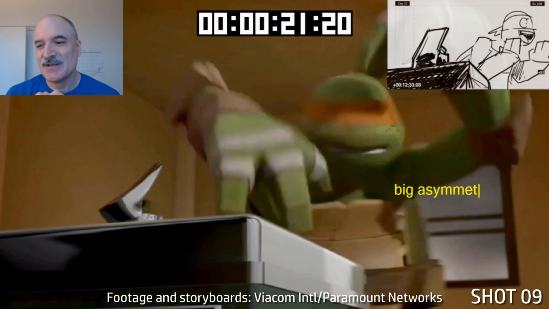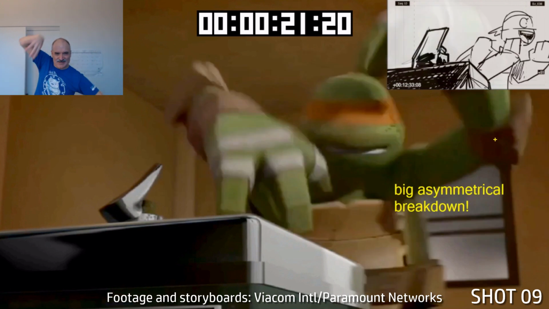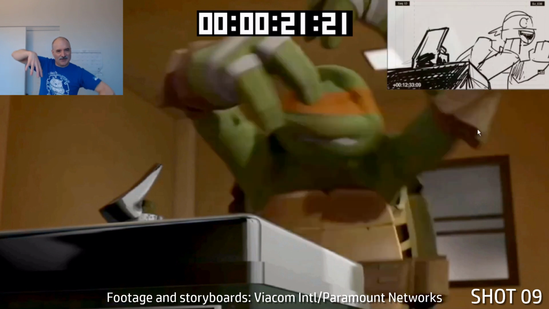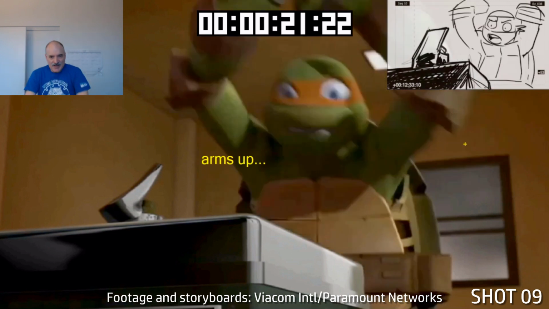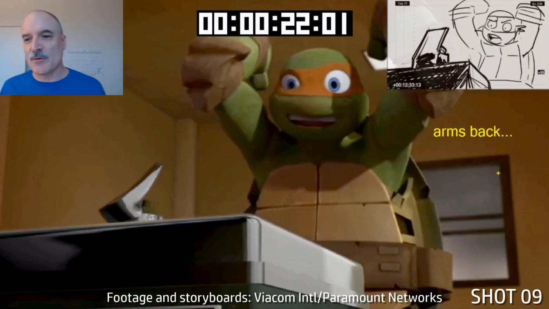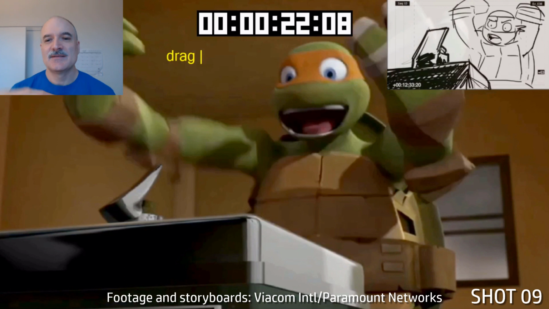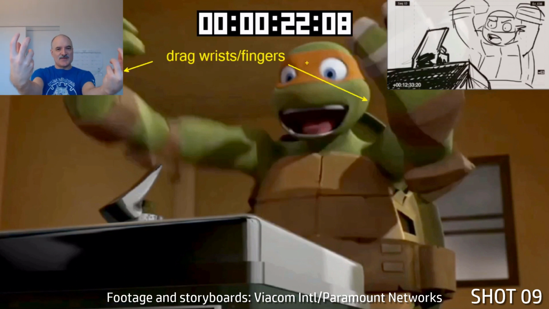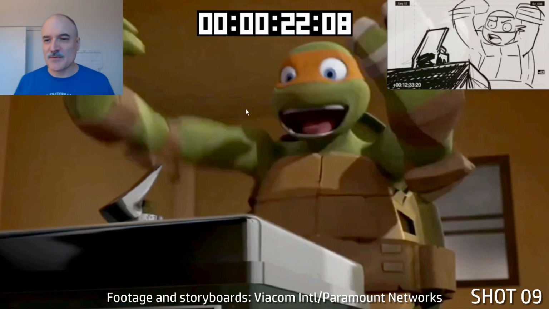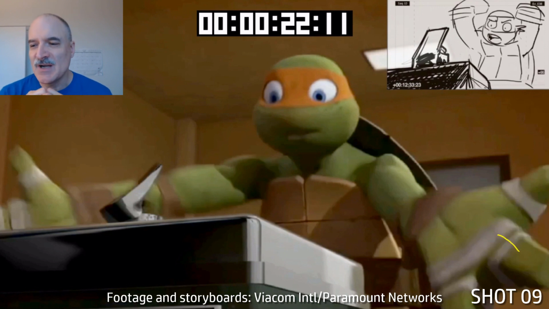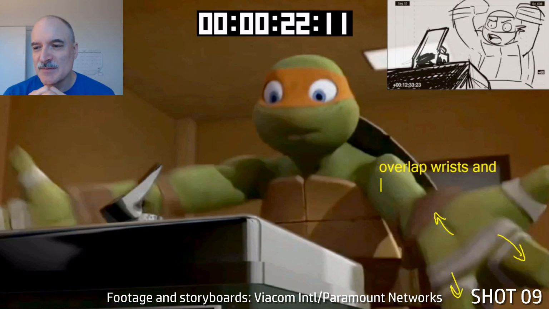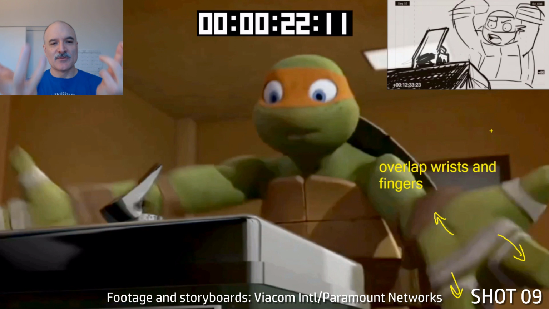Here's another example. We can get a big asymmetrical breakdown here for leading with the elbows, leading with the elbow, leading with the elbow, and everything's going to come back to a similar pose, but we can get there in an interesting way. Again, look at the storyboard pose at the top right. Dragging those wrists, dragging those fingers, coming towards screen with a relatively low focal length. It's probably around 28 or something here. Maybe it's a 35. Overlapping the wrists and the fingers.